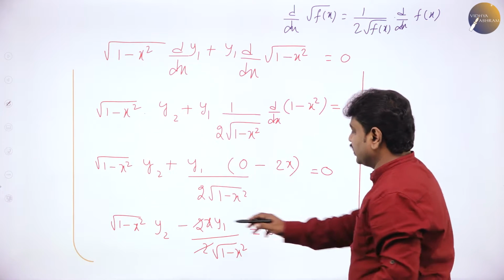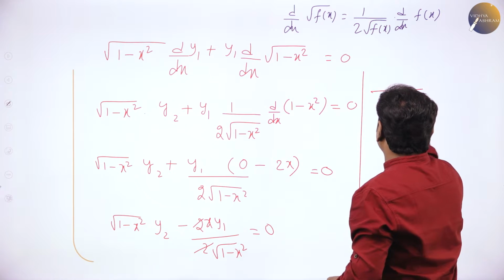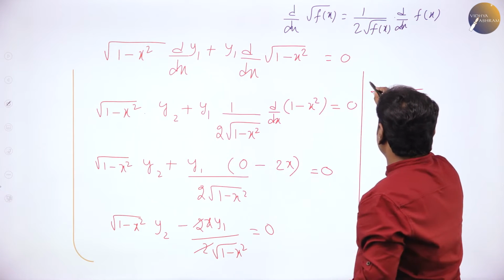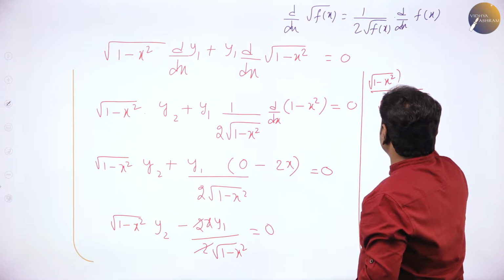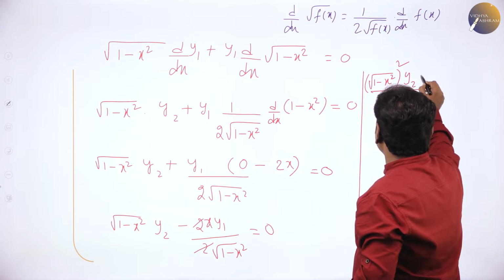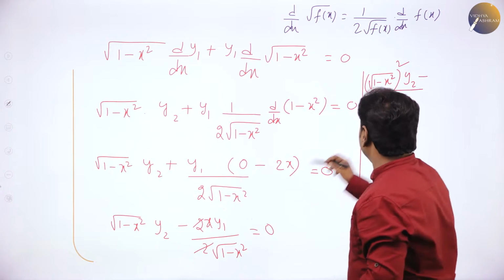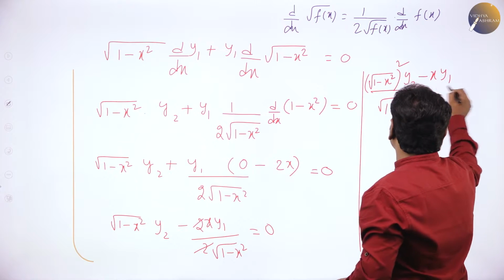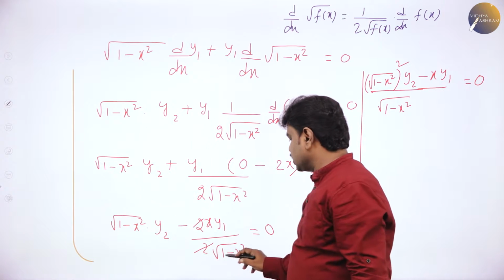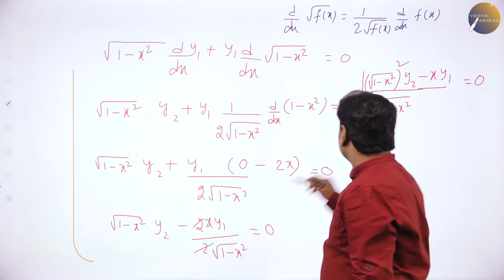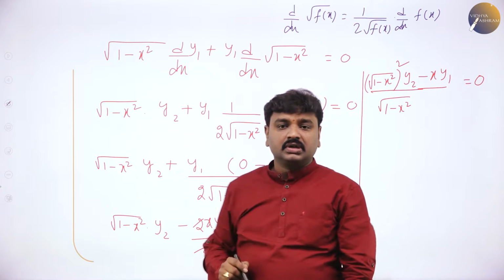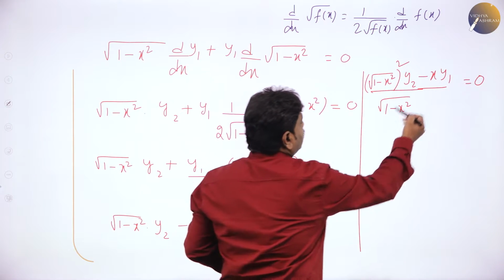Now in LHS take LCM and simplify to get the answer. In LHS, if I take LCM, it will be root of 1 minus x square into root of 1 minus x square, root of 1 minus x square whole square, into what we have? y2 minus xy1. I've taken LCM is equal to 0. So there are two terms, and what is the LCM? Root of 1 minus x square. Whole thing by root of 1 minus x square. This into this becomes whole square in the numerator. After this, the denominator you transfer to that side.